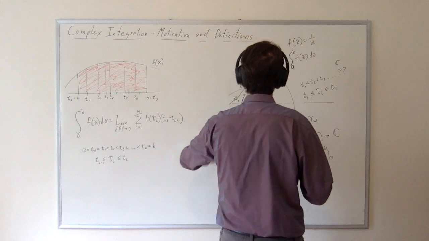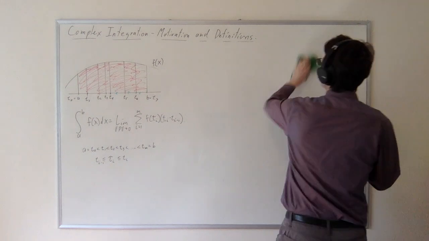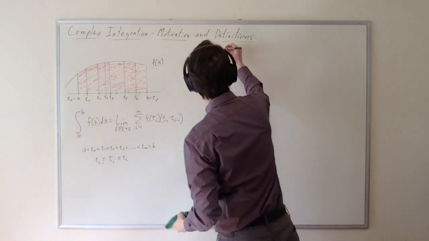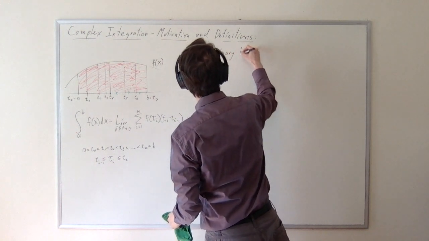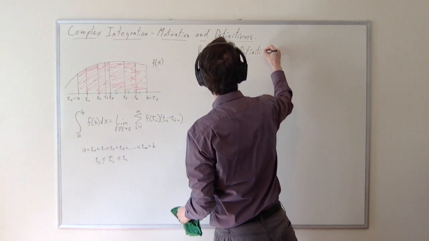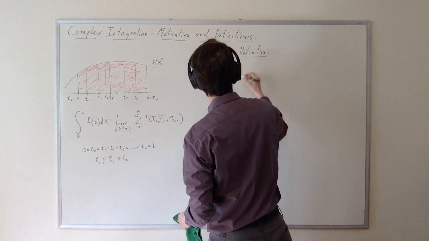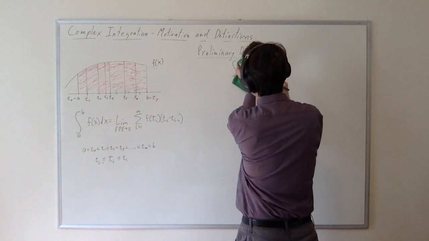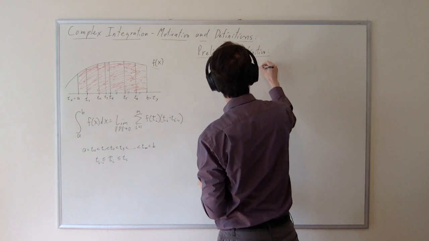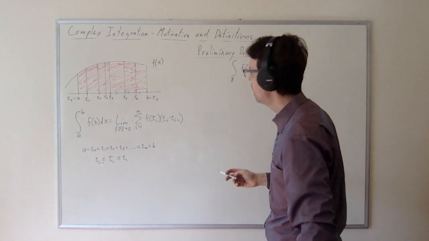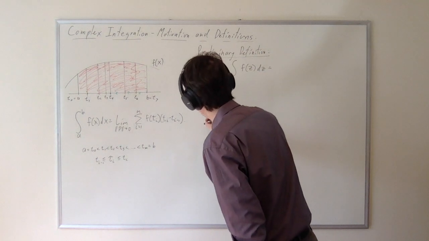So our second preliminary effort here is a preliminary definition. We might take the integral along gamma of f of z dz, and now what I'm going to do is I'm going to basically use gamma to determine all of the waypoints.